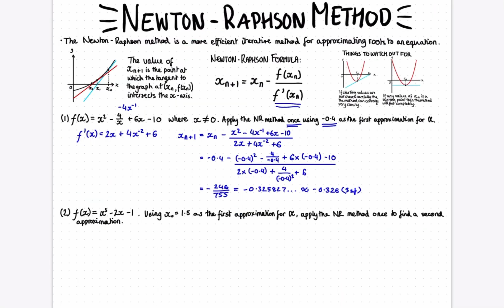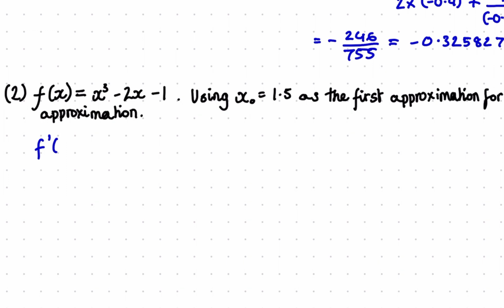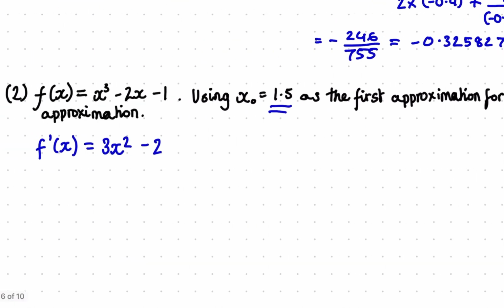Okay, so that was our first example, and now I'm going to do the same thing again for this next question. So what we want to do is find the differentiated version of our function. x cubed becomes 3x squared, minus 2, and then the 1 disappears. And we're using 1.5 as our first approximation for alpha, applying the Newton-Raphson method once to find a second approximation.